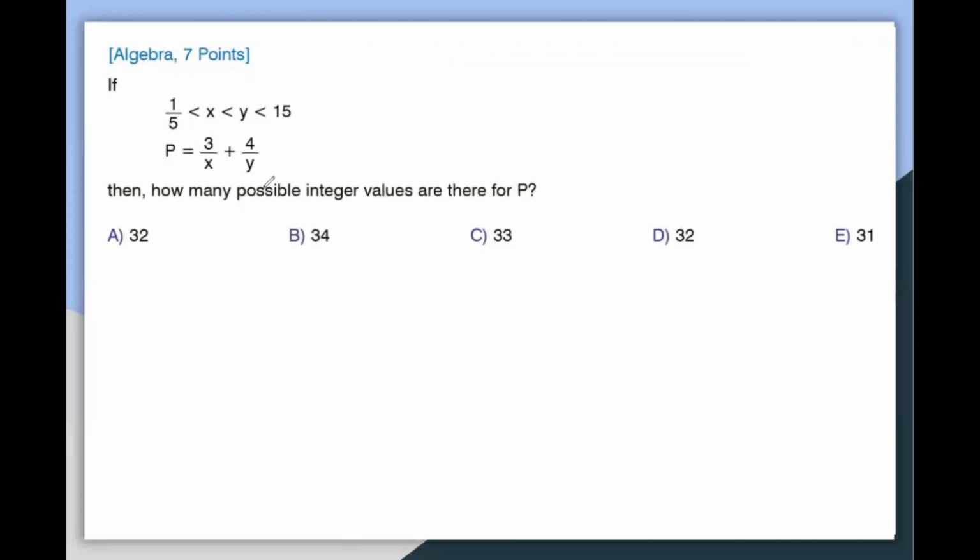This was a 7 points value. We are given x and y between 1/5 and 15, and then p is equal to the sum of 3 over x and 4 over y. We would like to find how many possible integer values there are for p.